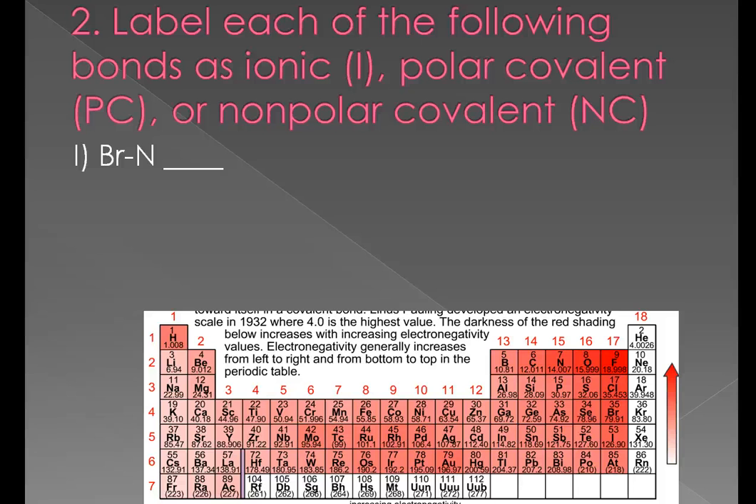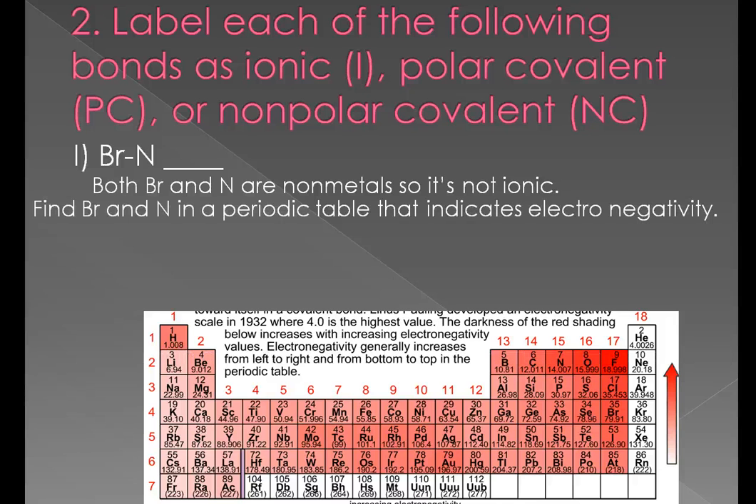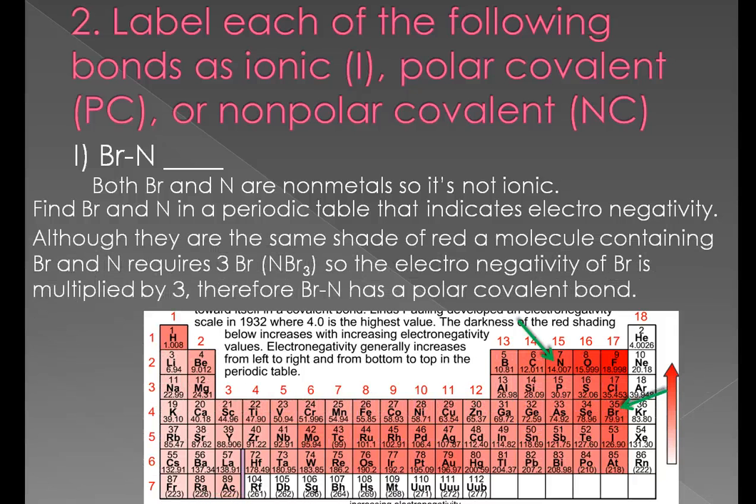Okay, now let's look at BrN. Both Br and N are nonmetals, so it's not ionic. We find Br and N in the table right there. Although they are pretty much the same shade of red, so you would think that they would be nonpolar covalent, when combining N and Br into a molecule, you need 3 times as many Br as N. Therefore, Br has a stronger electronegativity, and this creates a polar covalent bond.